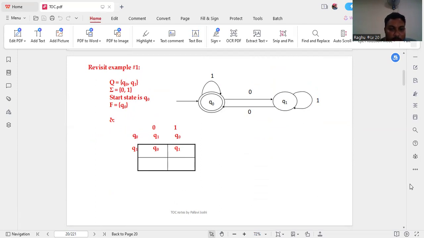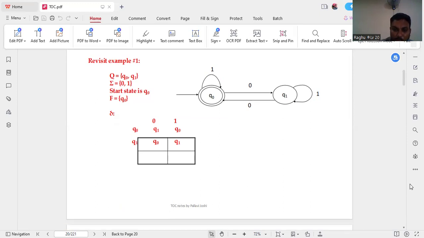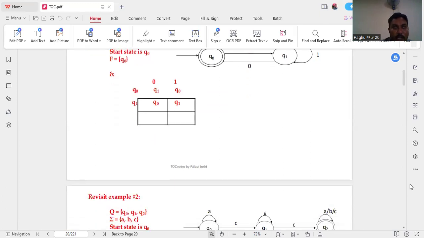Q0 with 0 goes to Q1, and Q0 with 1 goes to itself only, that is Q0. So these two transitions are formed for the Q0 state. Then coming to Q1, Q1 with 0 goes to Q0 and Q1 with 1 goes to Q1 only. That is how to make the transitions for the current state.